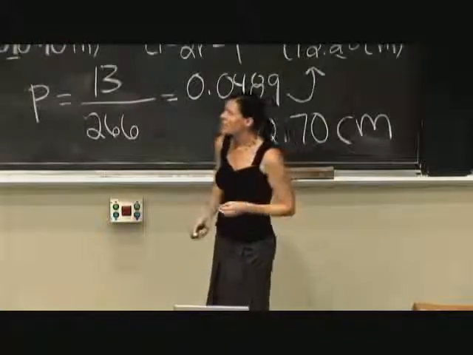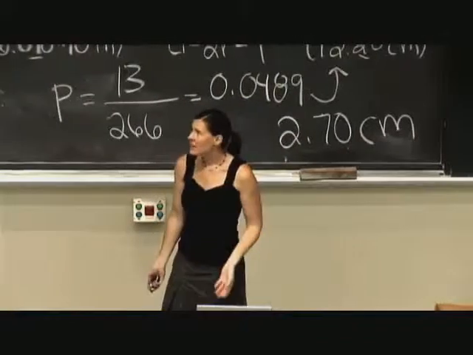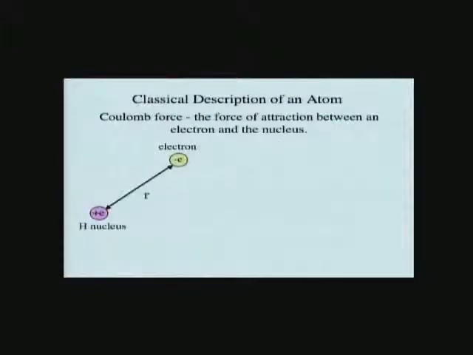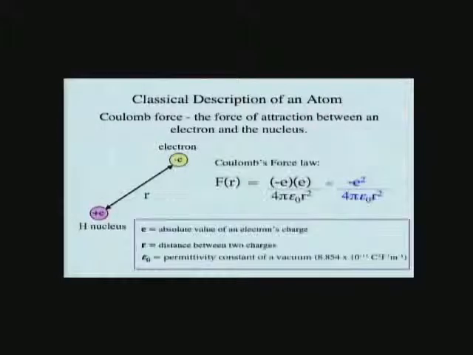So what we can do is try using the classical description of the atom and see where this takes us. If we think about the force that occurs between a positively and a negatively charged particle, what we have is essentially a Coulomb force. So we can describe this as a force of attraction. We can use the Coulomb force law to explain this, where we can describe the force as a function of r.